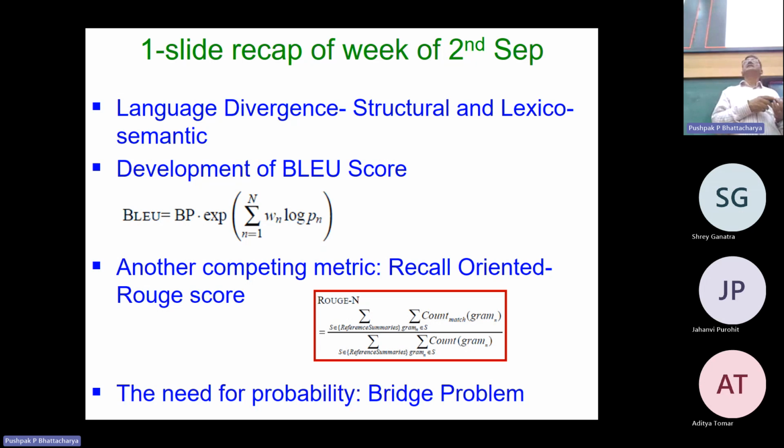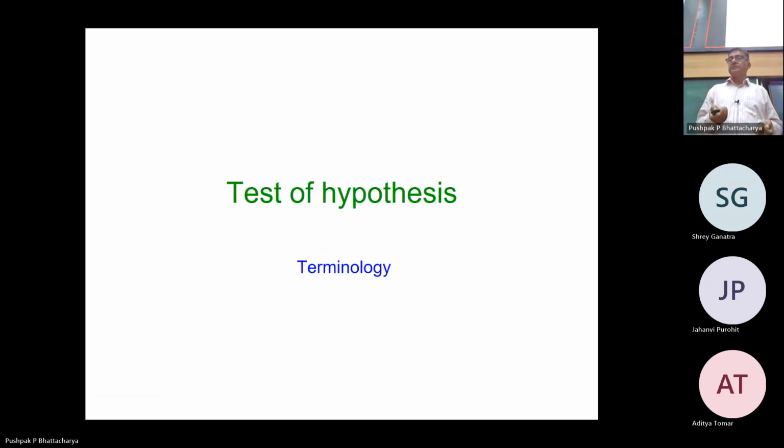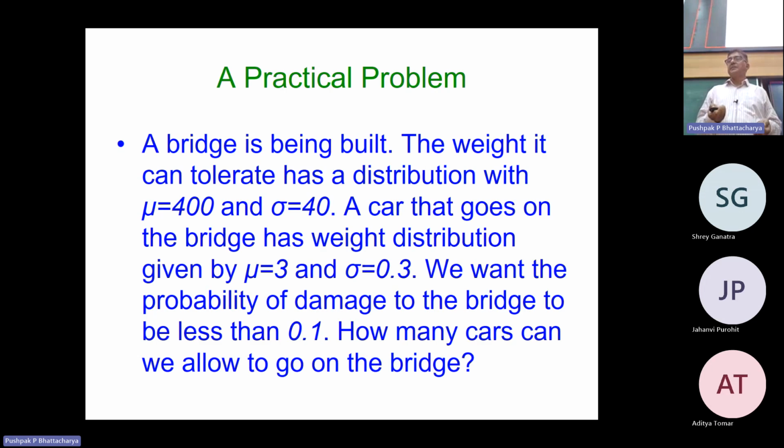And the instructive thing here is that we have to make use of probability for doing so. Okay, for solving this task, probability is the correct instrument to use, and that also has a lot of correspondence with what we do in natural language processing. So that correspondence I'll show you, but first let me discuss the bridge breaking problem. So the practical problem is that the bridge is being built. The weight it can tolerate has a distribution with mu equal to 400 and sigma equal to 40.